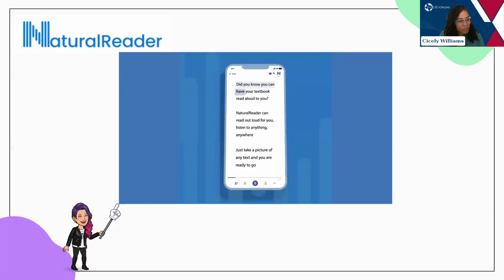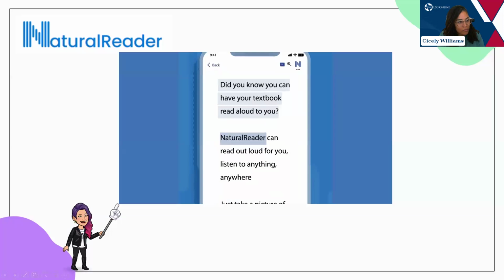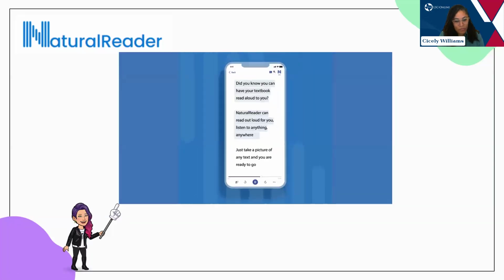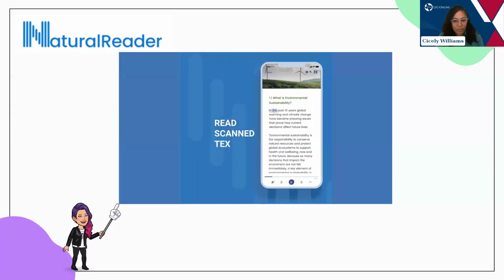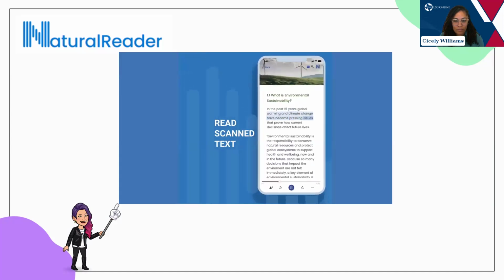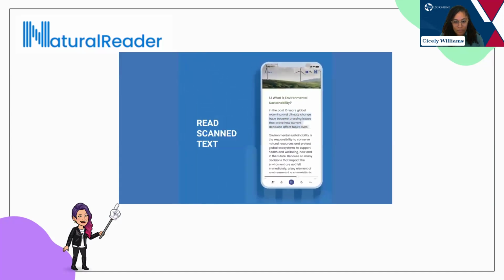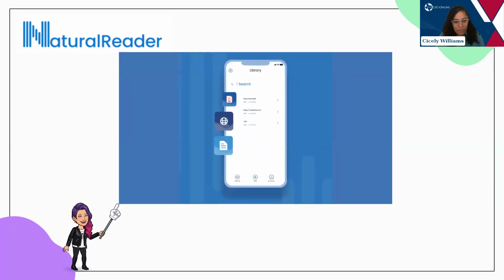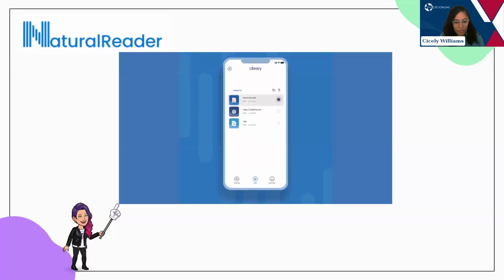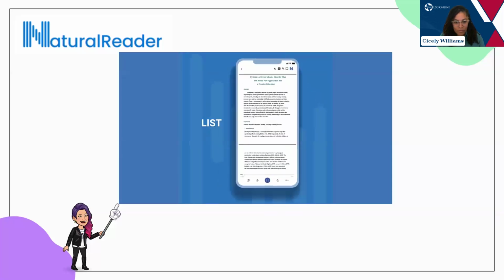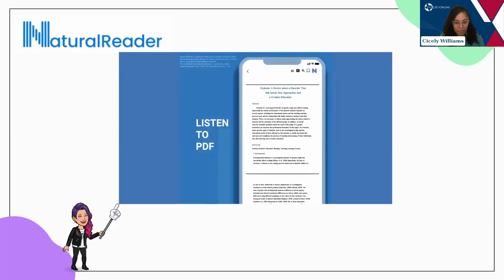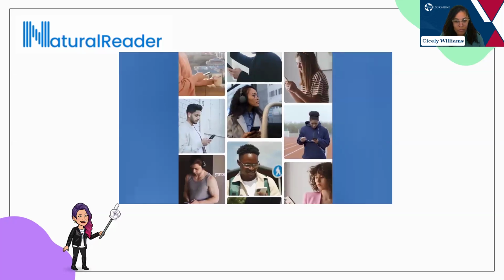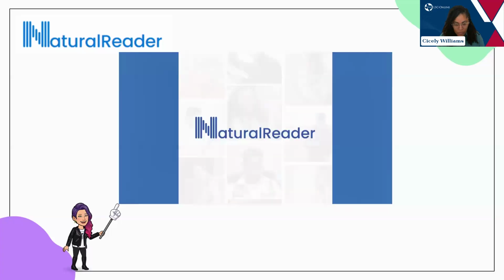Did you know you can have your textbook read aloud for you? Natural Reader can read out loud for you. Listen to anything, anywhere. Just take a picture of any text and you are ready to go. In the past 15 years, global warming and climate change have become pressing issues that prove how current decisions affect future lives. Or upload any online document, textbook, or notes. Save time, be more productive, and unlock the freedom to listen on the go with Natural Reader. Dyslexia is a neurological disorder of genetic origin that affects reading. Importantly, the scholar performance of the dyslexic students depends on several aspects. Download for free today and give it a try for your next class.